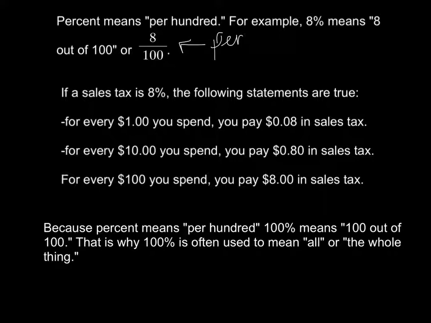For every $10 I spend, if it's an 8% sales tax, I'm actually going to pay 80 cents in sales tax. For every $100 I spend, I'm going to pay $8 in sales tax. So if I spend $100 on a new pair of shoes, my total will be $108. Because percent means per 100, 100% means 100 out of 100. That's why 100% is often used to mean all or the whole thing.